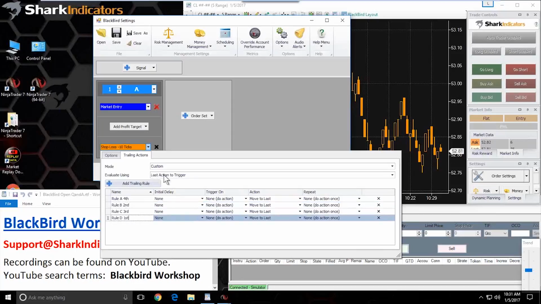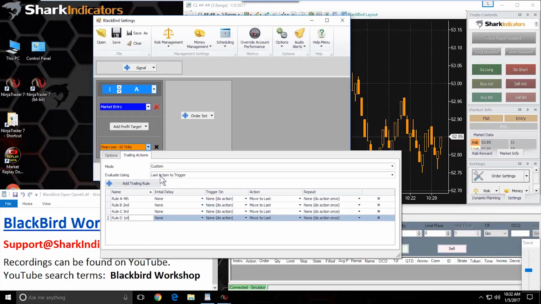So if we have last action set, then rule B would be the one to execute, since rule B executed second, so it was the last one to execute in reference to rules D and B, right? Since rule D was the first one to execute, rule B would be the second one to execute. So therefore rule B is the last one to execute out of these two. Yeah. All right.